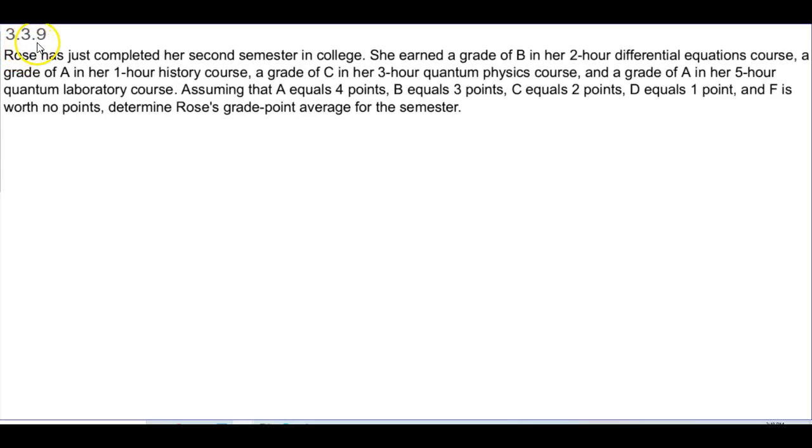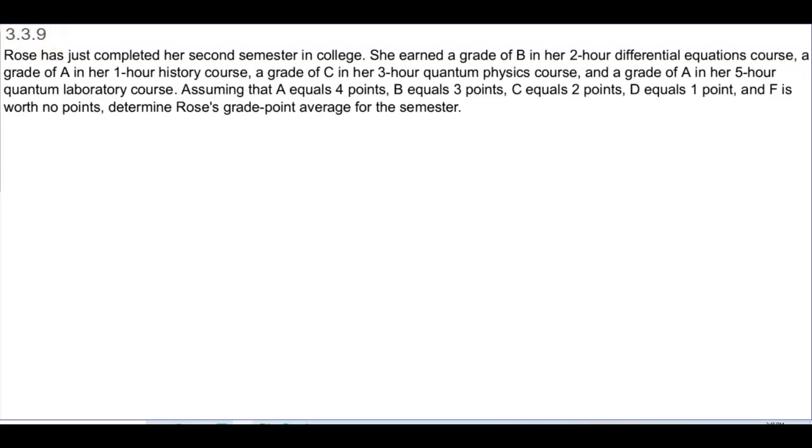Section 3.3.9. Rose has just completed her second semester in college. She earned a grade of B in her 2-hour differential equations course, a grade of A in her 1-hour history course, a grade of C in her 3-hour quantum physics course, and a grade of A in her 5-hour quantum laboratory course. Now, assuming that A equals 4 points, B equals 3 points, C equals 2 points, D equals 1 point, and F is worth no points, we want to determine Rose's grade point average for the semester.